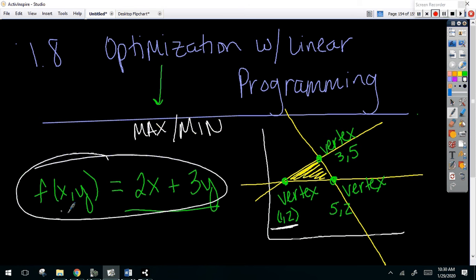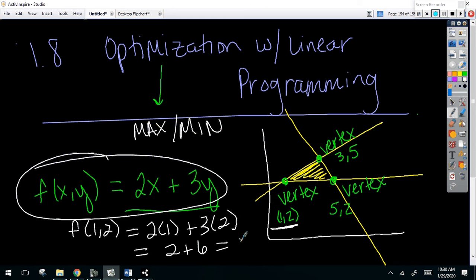So f of 1, 2 would be 2 times 1 plus 3 times 2, which would be 2 plus 6, which would be 8, right? So the value of the function at this point would be 8. And I do that for each one. At 3, 5, I would plug in 3 and I would plug in 5 to get 6 plus 15, or 21. Same thing at 5, 2.